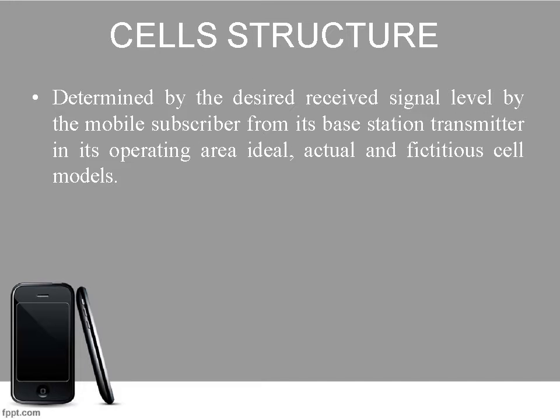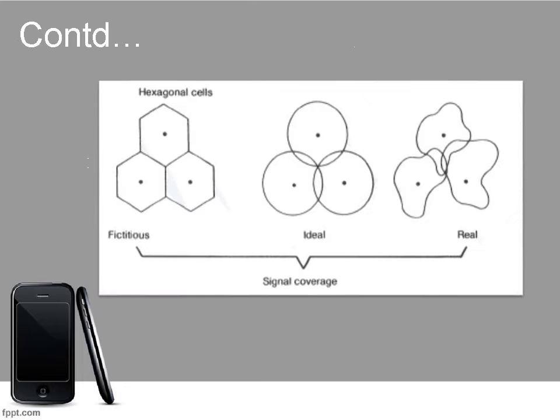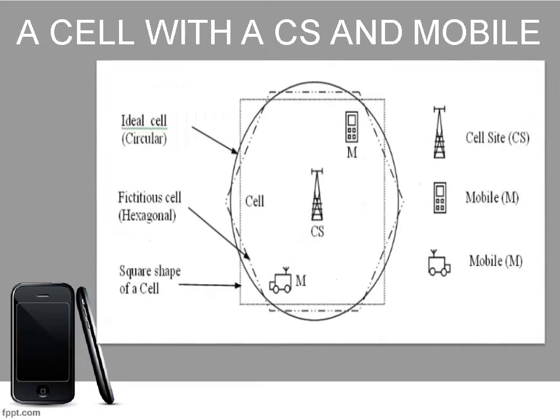Then in the cell structure, we can determine the desired received signal level by the mobile subscriber from its base station transmitter in its operating area: ideal, actual and fictitious cell models. So these are the hexagonal cells, which will be fictitious, but ideally we will have the circular form, but realistically we will not have any fixed shape. These are the signal coverage cells.